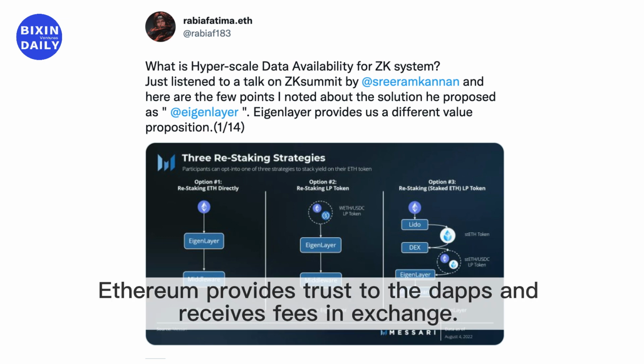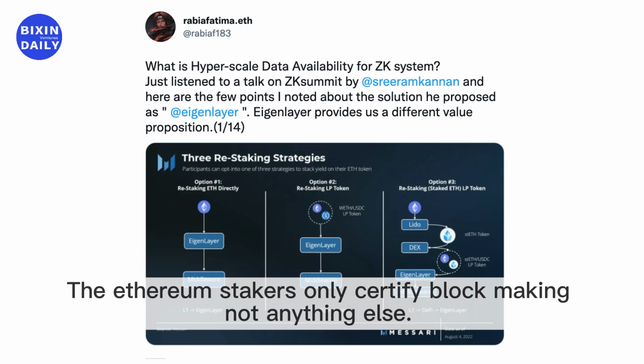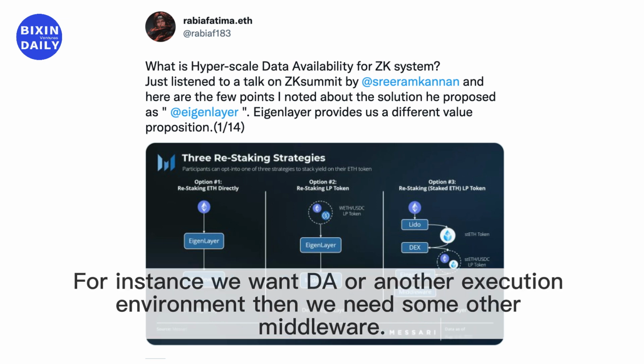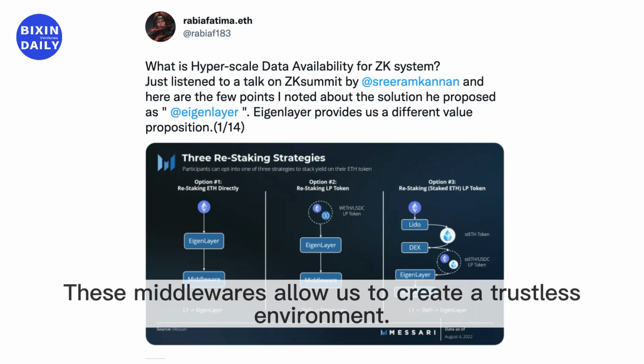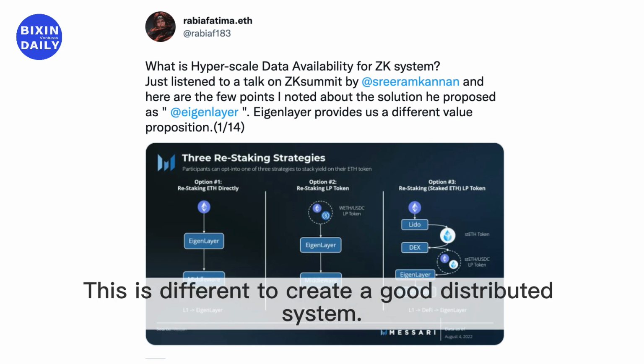Ethereum provides trust to the dApps and receives fees in exchange. The Ethereum stakers only certify block making, not anything else. For example, if we want DA or another execution environment, then we need some other middleware. Middlewares have their own trust networks, for example, oracles and bridges. These middlewares allow us to create a trustless environment. This is different to creating a good distributed system.